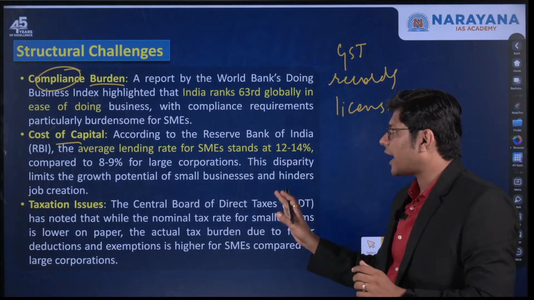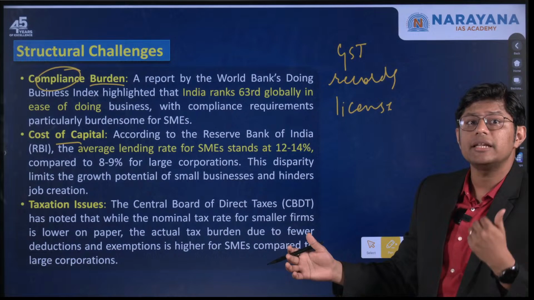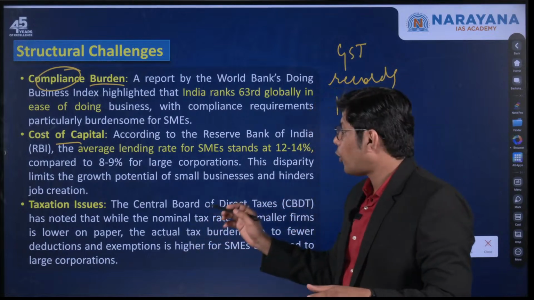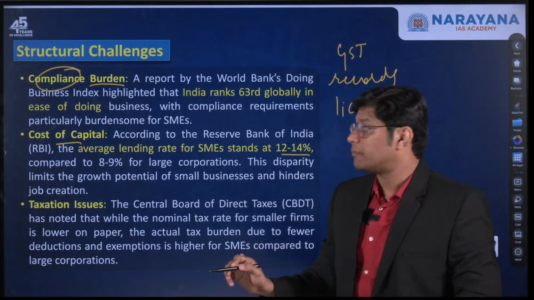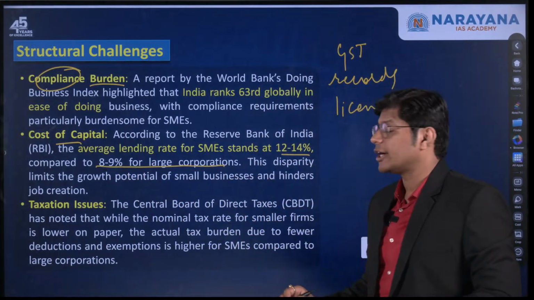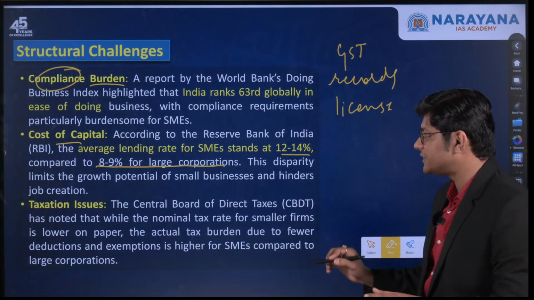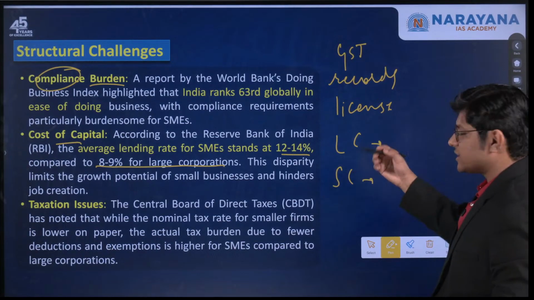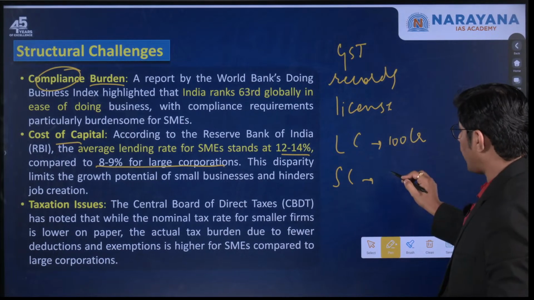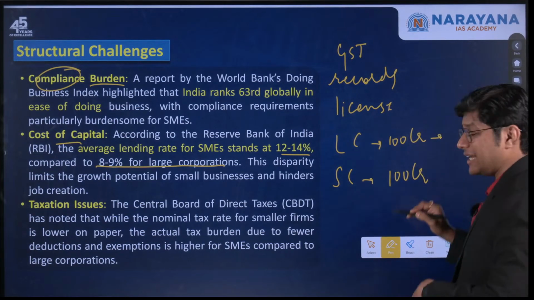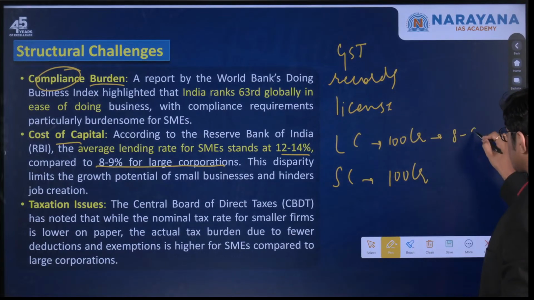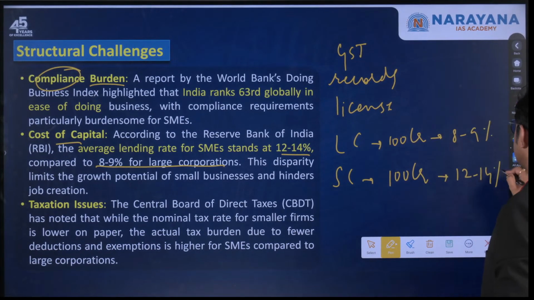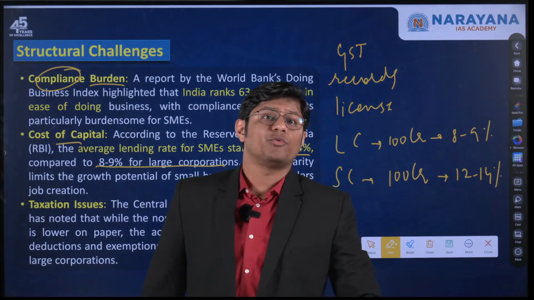So, according to the RBI, the average lending rate, who lends? The lenders, the financial institutions like the banks, right? The lending rate for SMEs stands at 12 to 14% compared to 8 to 9% for large corporations. Which means, let's say for example, this is a large company and this is a small company. If this large company takes a loan of 100 crore, the lending rate, the interest rate would be only 8 to 9%. But for the smaller company, it would be 12 to 14%. You might wonder, why is it so?